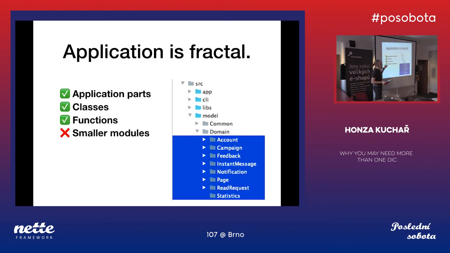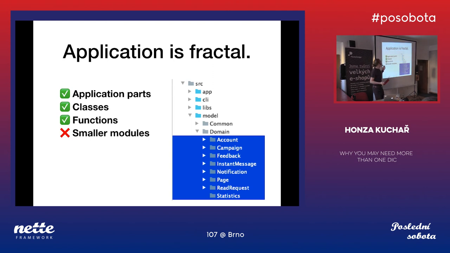The application is fractal, as I said before. We have the application part with an explicitly stated public interface and dependencies. That's what I've been talking about the whole time: dependency injection, more dependency injection containers. Then we have classes which have a public interface and private methods. We have functions which can have private variables inside them, so we also have encapsulation. But we don't have anything for these modules in the middle.